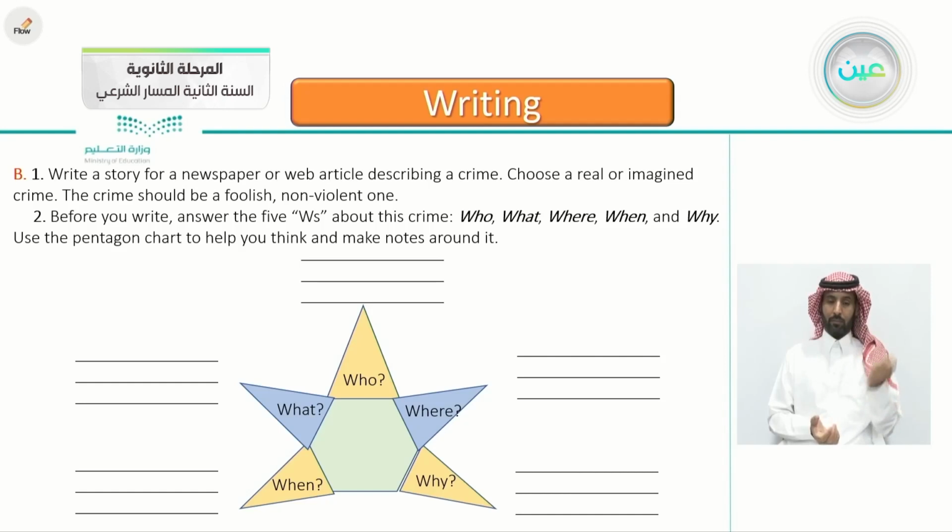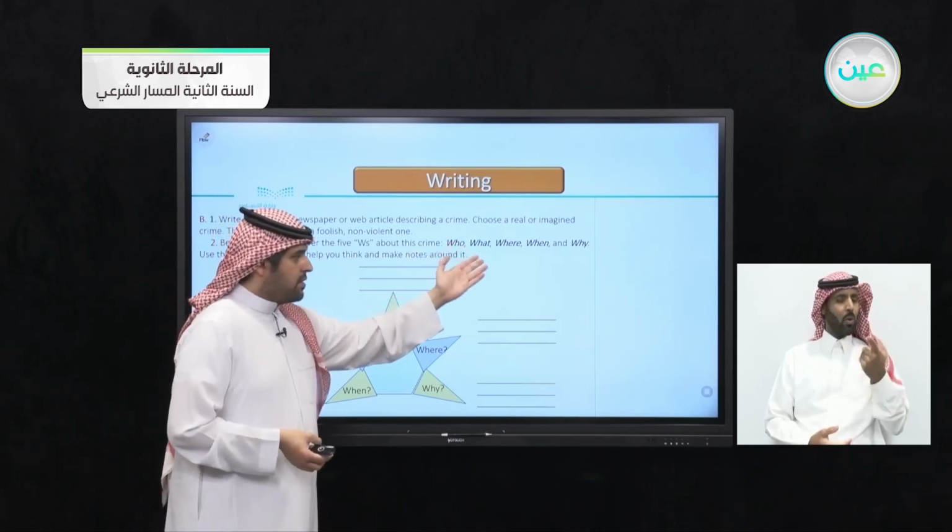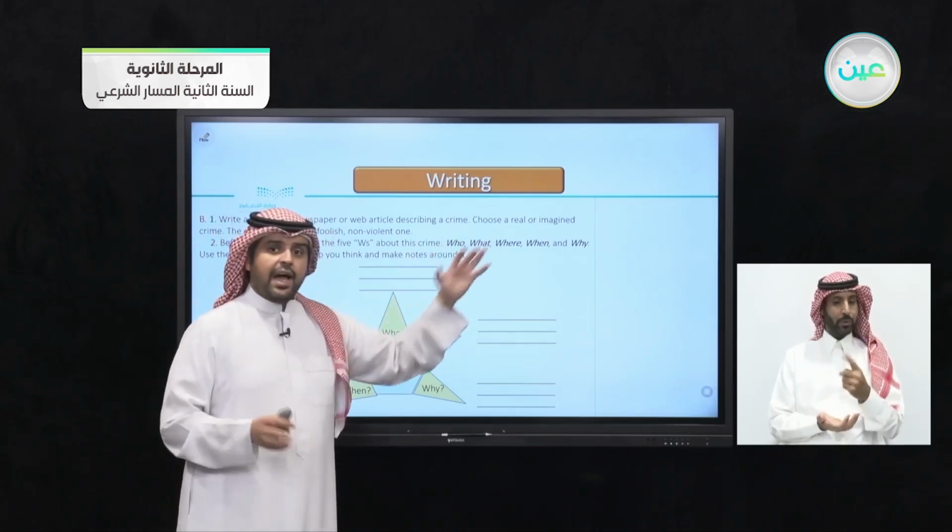Before you write, answer the 5 W's about this crime. Of course, the 5 W's are who, what, where, when, and why. Use the Pentagon chart here to help you and think and make notes around it. So this is the chart that will help you, and try to find the 5 W's here. This is the who, where, why, what, and when. Again, answer the 5 W's about the crime. So when you think about the crime, you have to think who did the crime, what, where did the crime take place, when, and why.